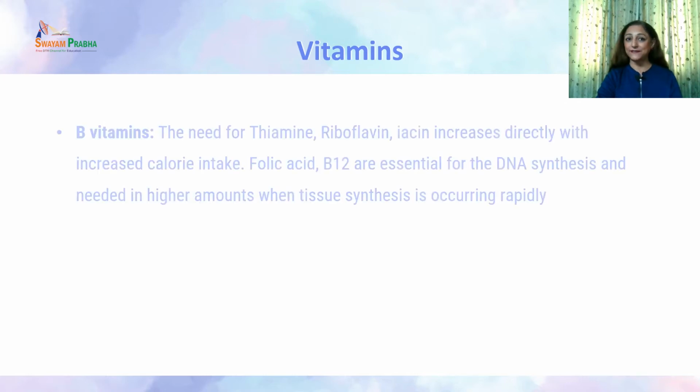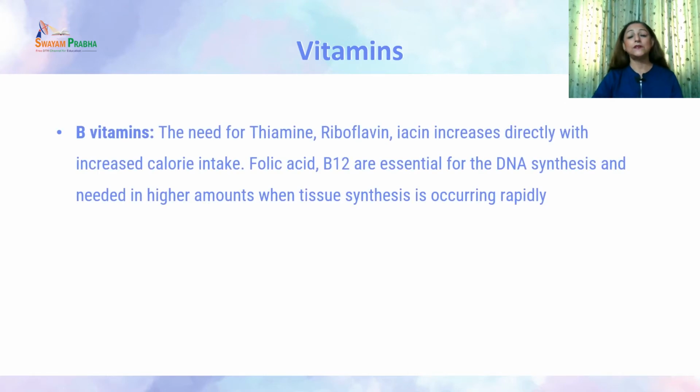Recommendations for vitamins. Let us talk about water soluble vitamins first. So the B vitamins, that is B1, B2 and B3, that is thiamine, riboflavin and niacin, their needs are more, which are directly proportional to the caloric intake. And along with that, folic acid and vitamin B12, that is cyanocobalamin, they are essential for the DNA synthesis. That is why they are needed in higher amount when the tissue synthesis is occurring rapidly.